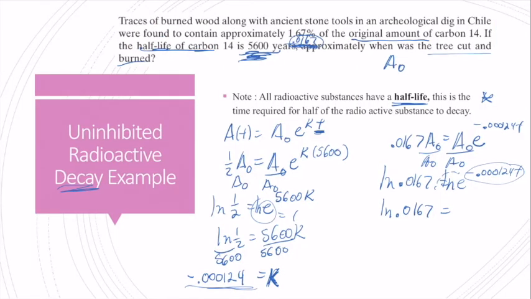negative 0.000124t. I divide both sides by negative 0.000124. And I get that t is about 33,003 years. That's a really long time.